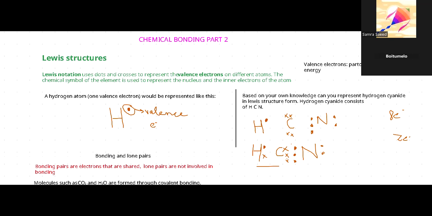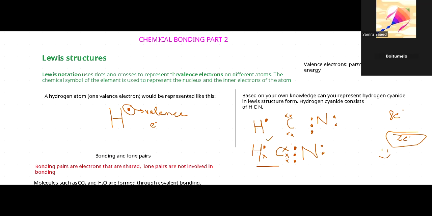Okay, and now we have hydrogen cyanide. So now what are we going to do? We're going to inspect. Okay, we have hydrogen here. Hydrogen is in group one. It needs a maximum of two electrons to be considered stable, or to be happy. So hydrogen has one, two. Okay, great.